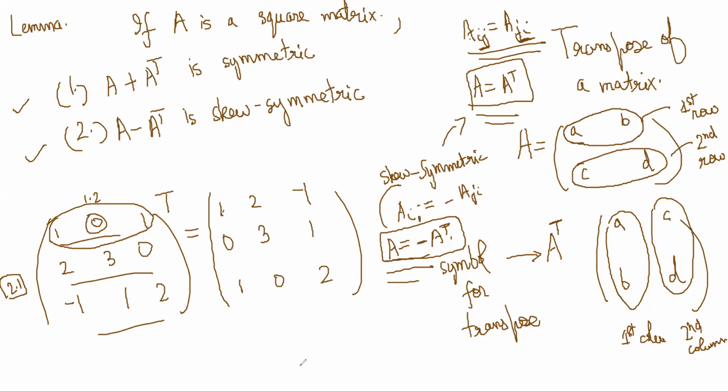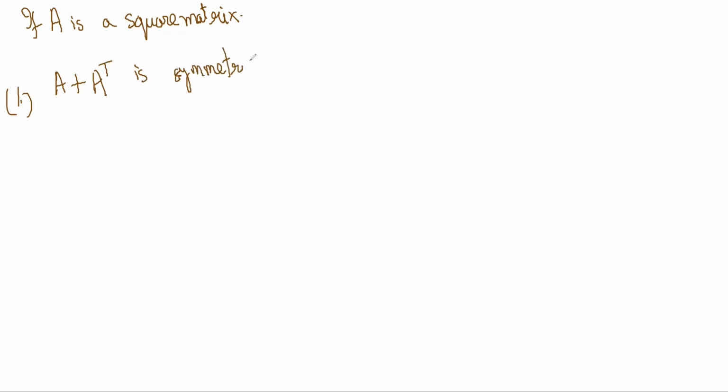Don't prove it by putting values and all. You can prove it in general because it's not so difficult. So for the first one, you have to prove that if A is a square matrix, then A plus A transpose is symmetric. That means, let's call it B matrix.